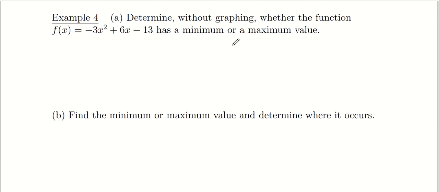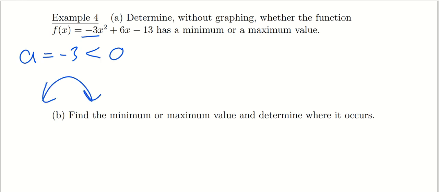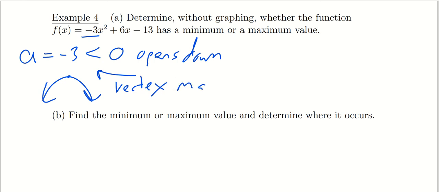Let's take a look at example 4. They ask us to determine without graphing whether the function f has a min or max value. So that's going to be determined by the way that it opens. For this one, we see that a, the leading coefficient, is negative 3, which is less than 0. That means that it opens down. And because it's going to open down, that means that the vertex is a max. So this one's going to have a maximum value.